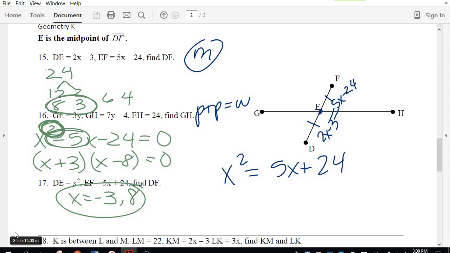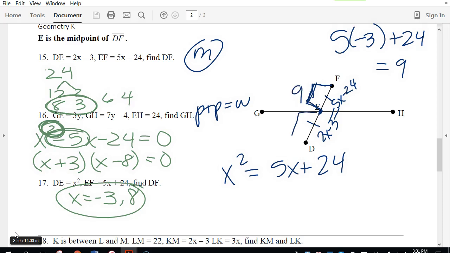So it wants us to find that whole segment. We need to plug both of them in. There's going to be 2 answers. So let's go to our calculator. Let's do negative 3 first. 5 times negative 3 plus 24. You would think you're supposed to throw the negative out, but actually, when you plug negative 3 in, you get a positive segment length. So you don't have to throw it out. You get 9. If this is 9 from here to here, what's DF all the way across? 9 and 9, 18. So that's one of your answers.